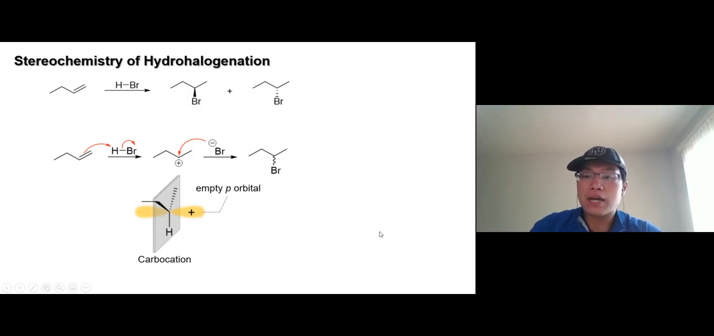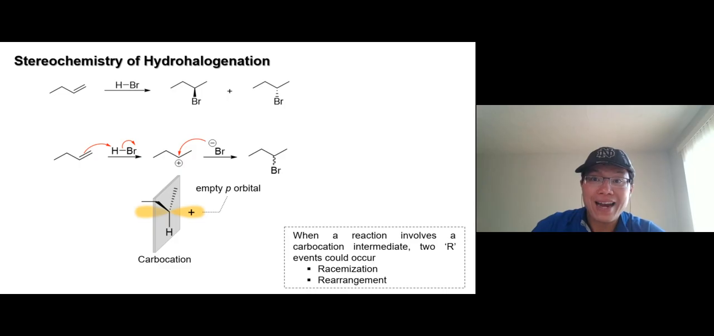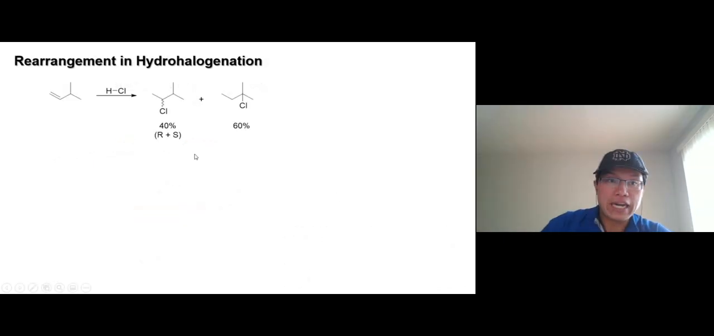So if you still remember in chapter 7, if you see a carbocation, there are two events that could happen. We have racemization right here. This is racemization. You get both enantiomers in an equal amount. Or rearrangement. Let's take a look at the new one. This one is a rearrangement. All right, take a look right here.